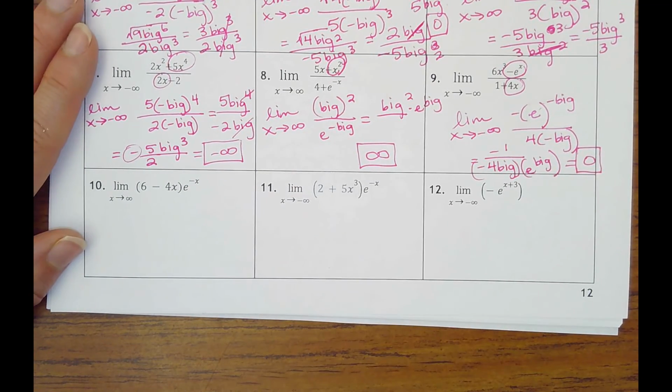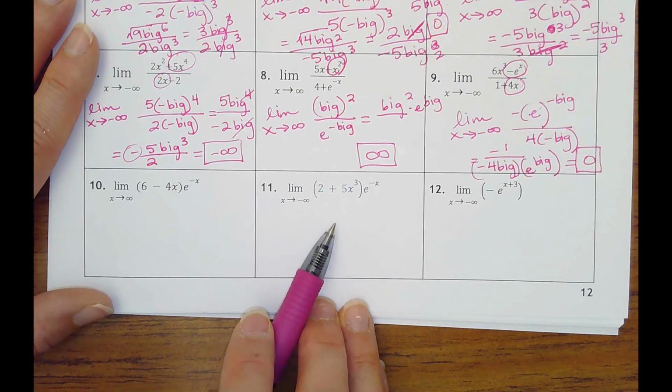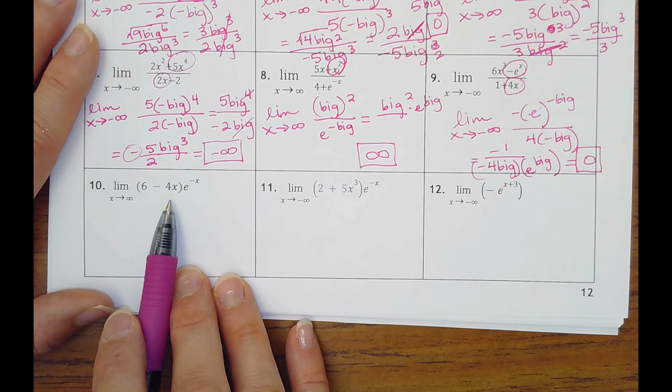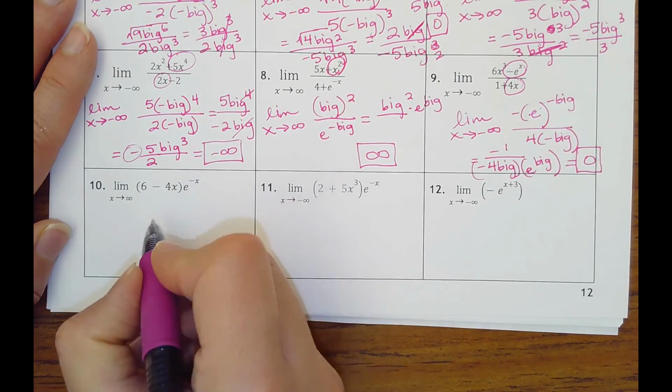All right, done with those. The last 3 are different as well. 10 and 11 have multiplication, so those you have to plug into each piece and see what happens. And then number 12 is just with E. So let's try number 10.